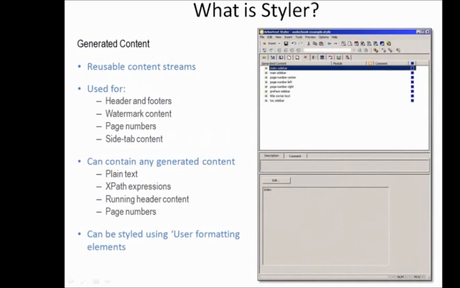Generated content, automatically generated content, I suppose the equivalent of what would be showstring in APP. For headers, footers, watermarks, page numbers, side tab content, those kinds of things, you can set up generated content functions in the style sheet and apply them to different parts of the document, whether they be parts of the page or parts of the tagging output.